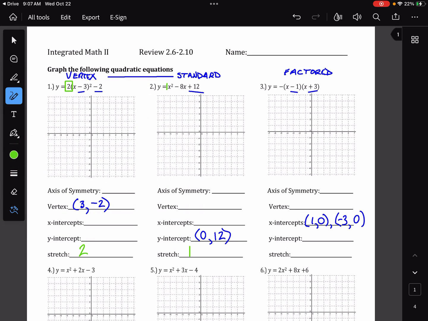And then our stretch, again, maybe not super intuitive, but this negative sign out front tells us our stretch, our multiplier, is -1. It also lets you check your work, because it tells us that our parabola will be opening downwards, while all the rest were opening upwards because they had positive stretches.